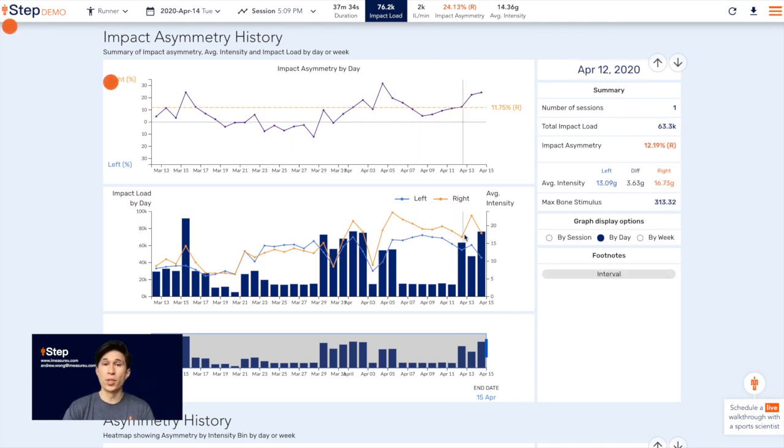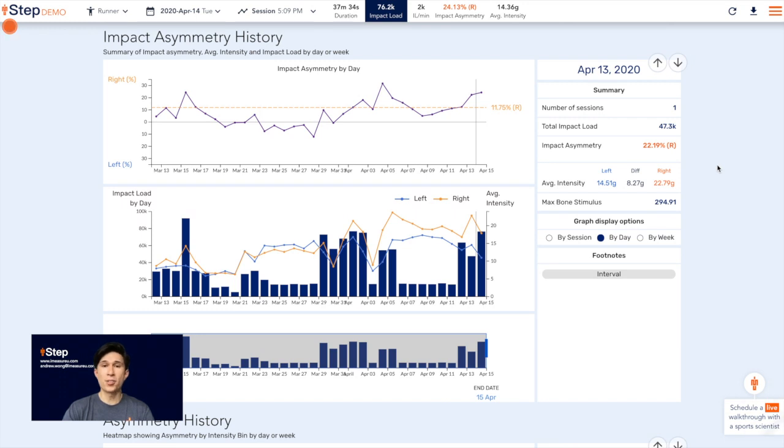The larger the gap between the orange and blue lines, the greater the difference in average intensity between the left and right legs. The greater the difference in average intensity between the left and right legs, the greater the impact asymmetry. Note that the difference between left and right average intensities is an absolute measure, whereas impact asymmetry is a relative measure. This means at lower intensities, an average intensity difference of say 2Gs will yield a proportionally greater impact asymmetry than at higher intensities. Therefore, it's important to look at the context with which impact asymmetry is measured, and all available pieces of information are considered when interpreting this metric.